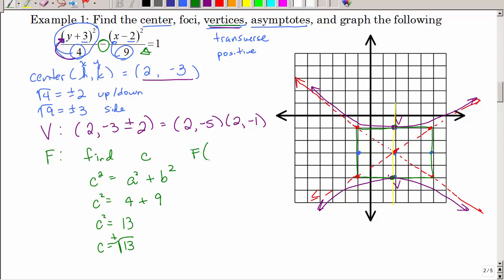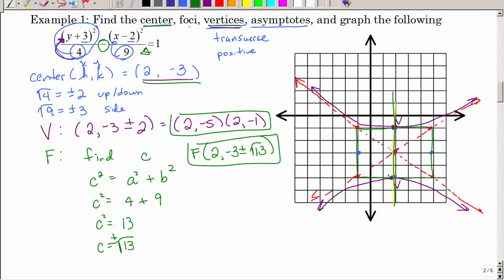So my foci, again, starting from my center, and because it's located on that transverse axis, I'm going to add and subtract from the y value. I can't simplify those. So let's see, I found the center, the foci, the vertices, I've graphed, so the last thing I have to do are the asymptotes. Let's look at that formula. That was y minus k, not squared because it's a line, plus or minus rise over run times x minus h.